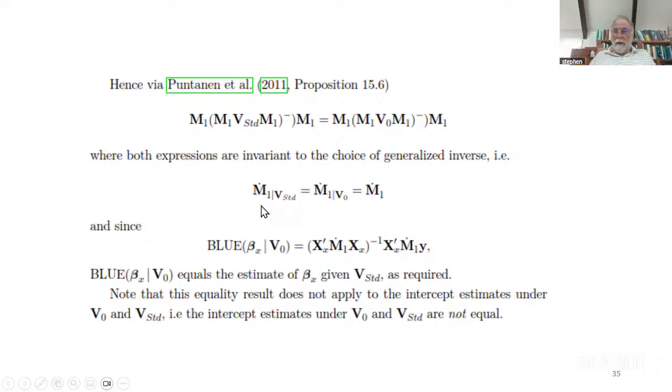So we can just call it M1, and since the BLUE of the non-intercept parameters under V naught is equal to this, we find that it's actually equal to the estimate of the non-intercept parameters using V standard, as required. So this isn't quite down the same line as Rao's 1971 proof at all, but it does turn out that some of the parameters are going to be retained.